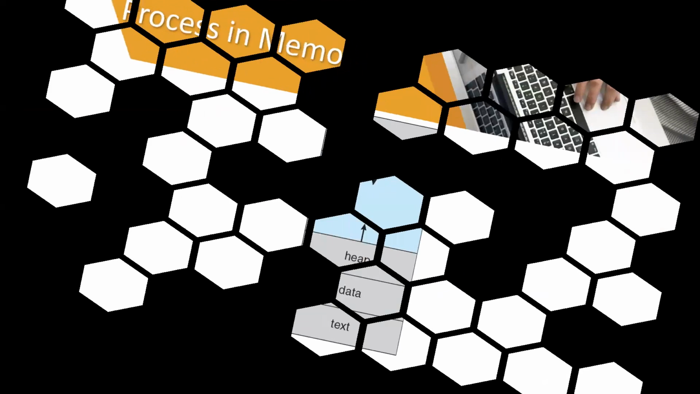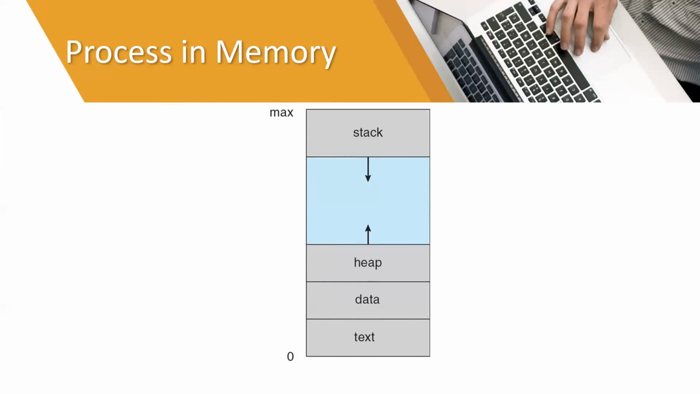And coming to the next slide, process in memory. How will the process be laid out in the memory? We'll have the stack, the heap, and the data and text. At the max address will be the stack position, and each process comes into the stack and is allocated in memory. This is the block where the process will be stored in the memory.